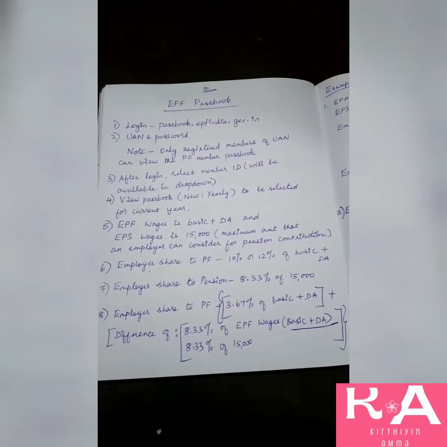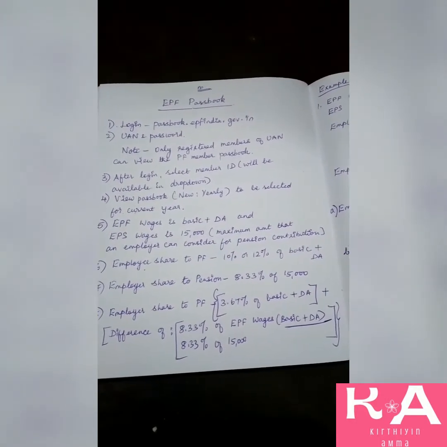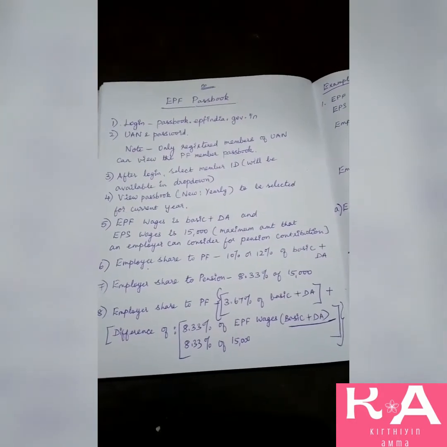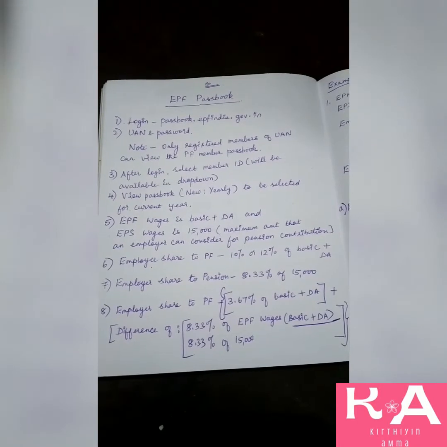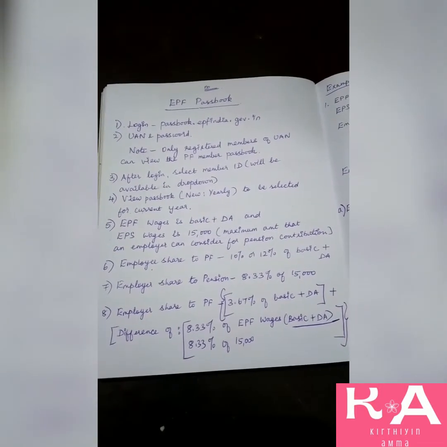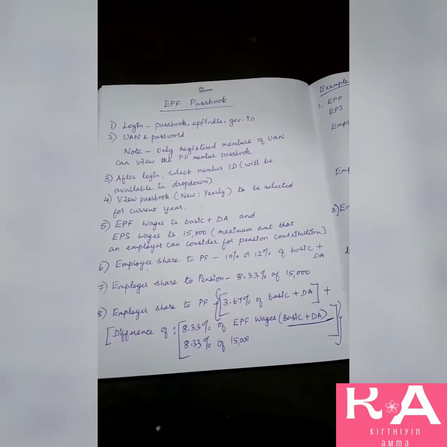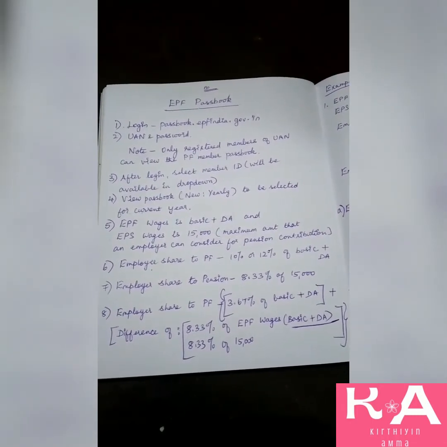Under that you can see some columns like EPF wages and EPS wages. So what is that? EPF wages is basic plus DA, and EPS wages is the standard amount, which is 15,000. That is the maximum amount that an employer can consider for pension contribution.